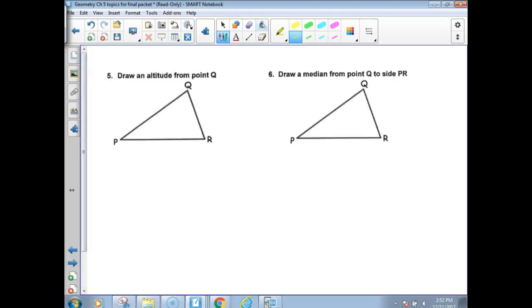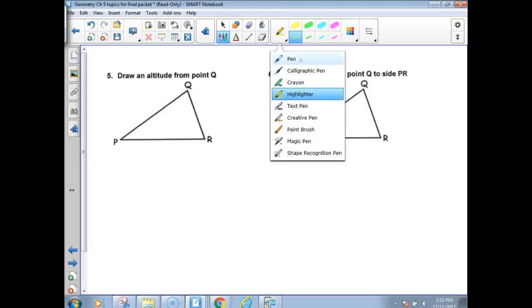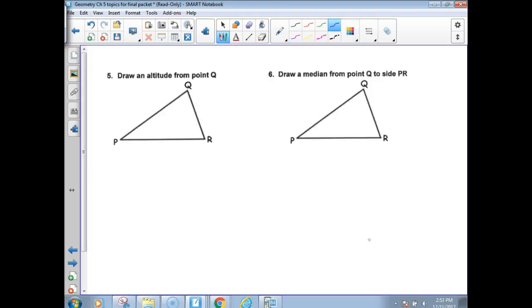Okay, now maybe this will help. Draw an altitude. All I'm going to have you do is sketch these. I don't expect them to be perfection, but I want markings that indicate what you're trying to show me. So if I want to draw an altitude from point Q, you would go straight down to PR, and you just show there's a right angle. That's it. You could literally take an index card and make that segment. Mine's nice and fat to make it look like I did a good job.